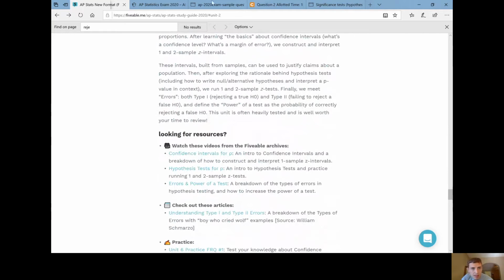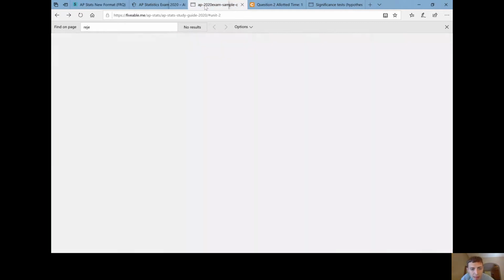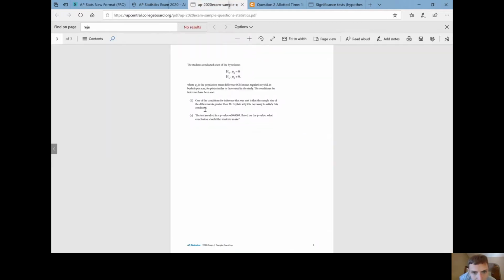So now with that being said, going back to this guy, it says one of the conditions for inference that was met is that the sample size of the differences is greater than 30. Explain why it is necessary to satisfy this condition. So this actually goes back to something that we did cover though. And I'm going to go back to not sharing my screen here real quick. Stop sharing. There we go. All right. So I'm going to pull up my sheet here.